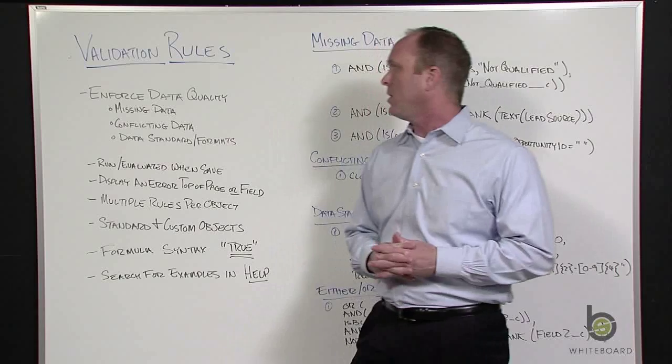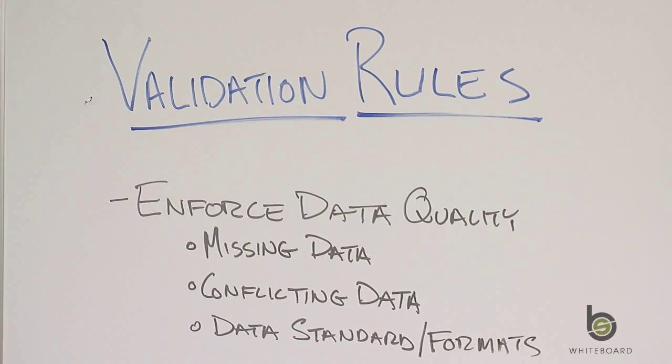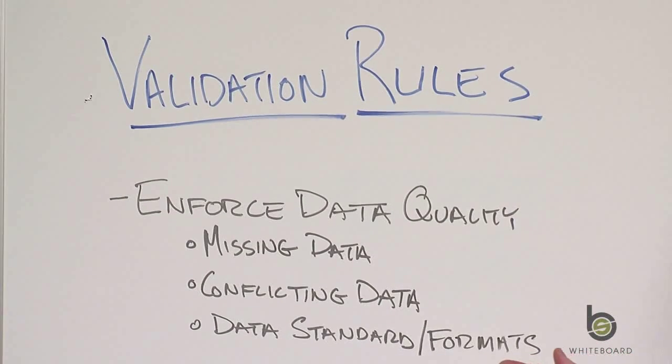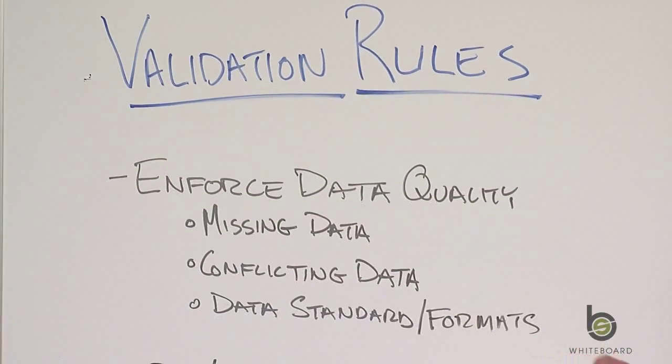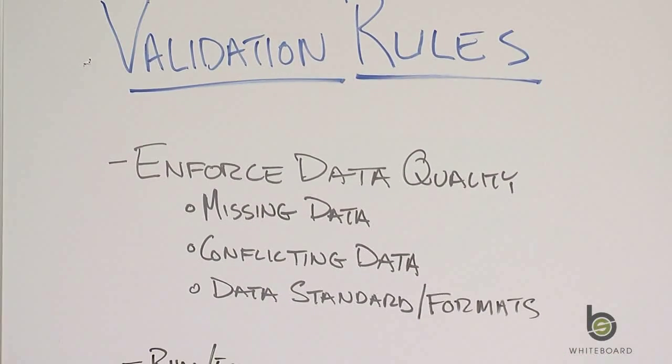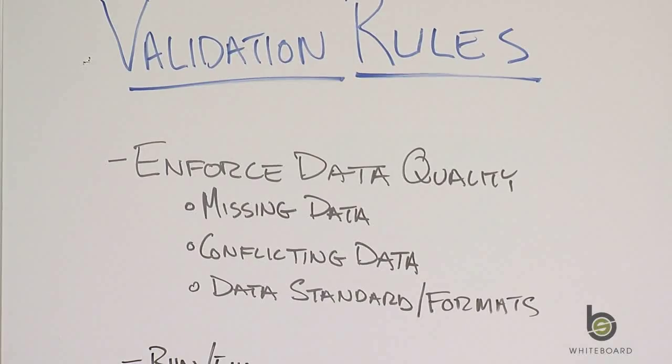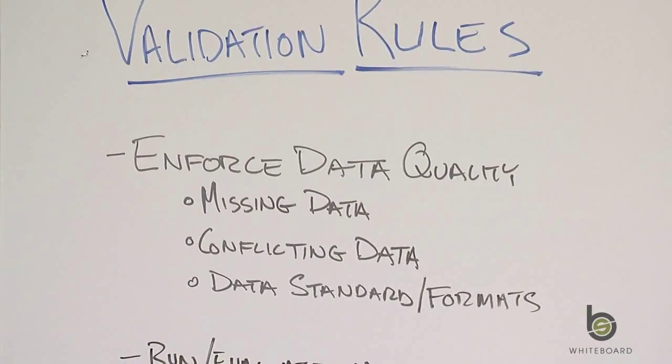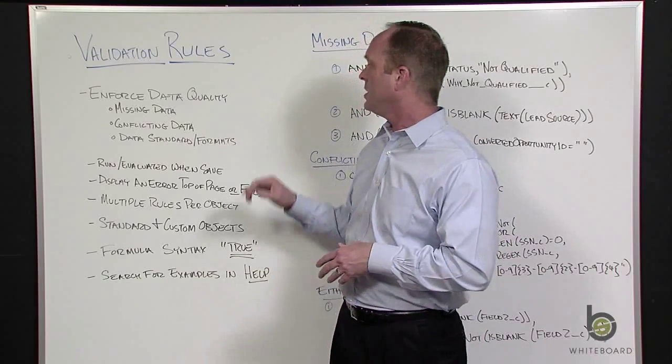So enforcing data quality, what do I mean by that? We're looking at missing data, making sure someone can't save a record if there's something missing. Conflicting data, so maybe you have two date fields and one should be less than the other date. You don't want to save the record with a conflict in there.